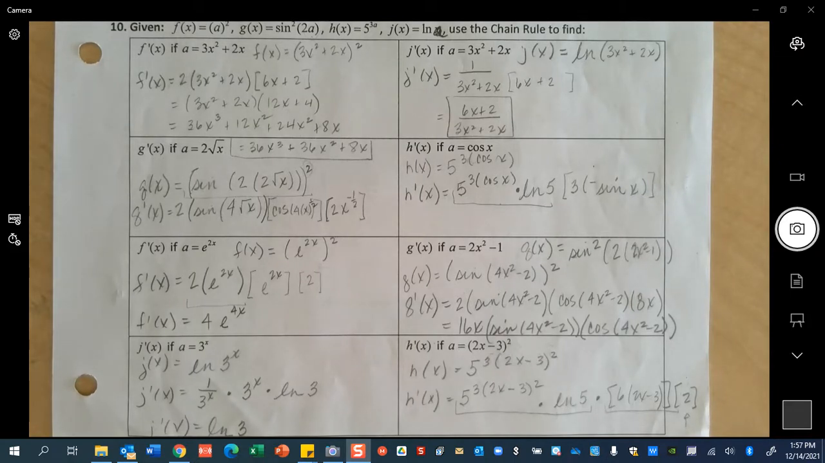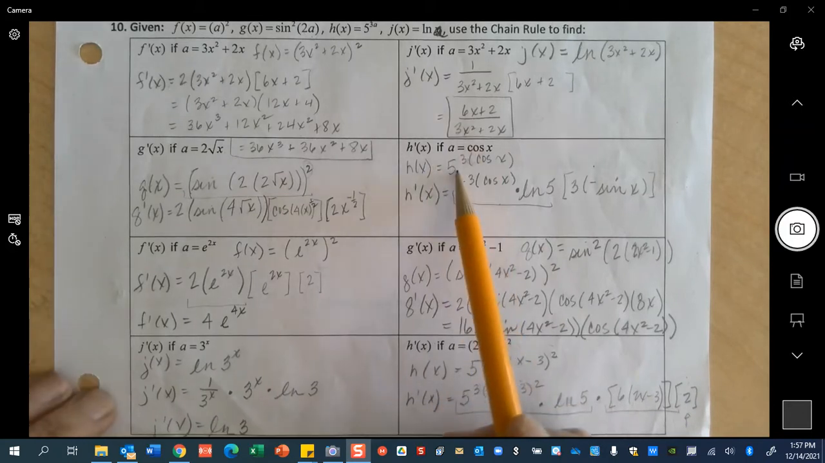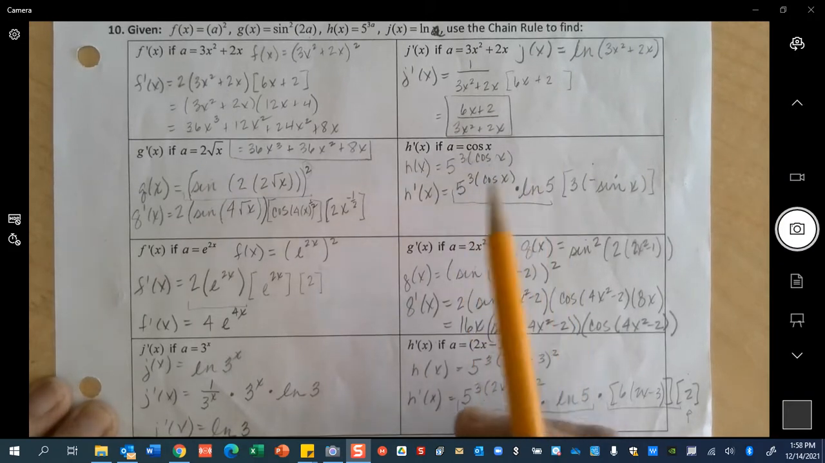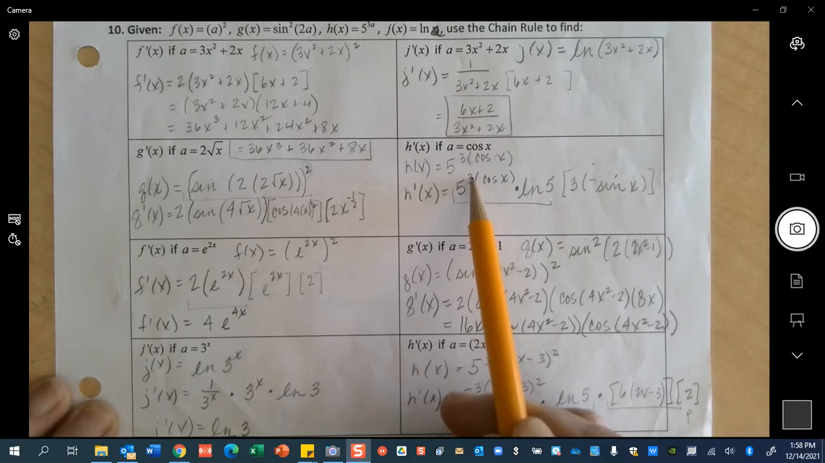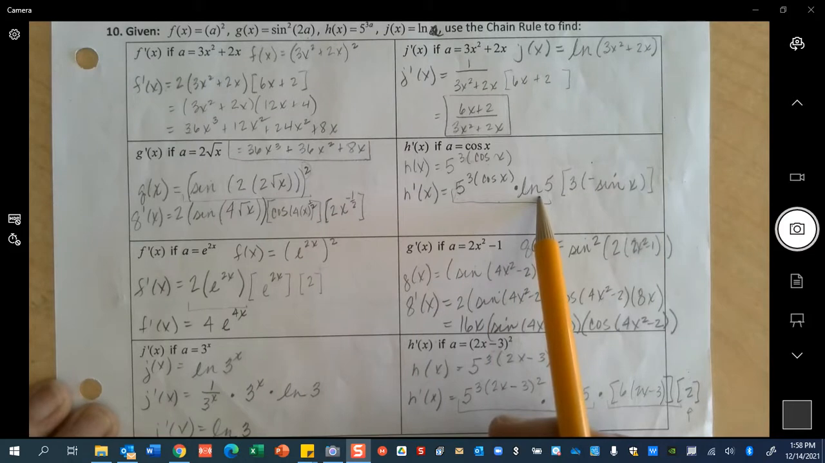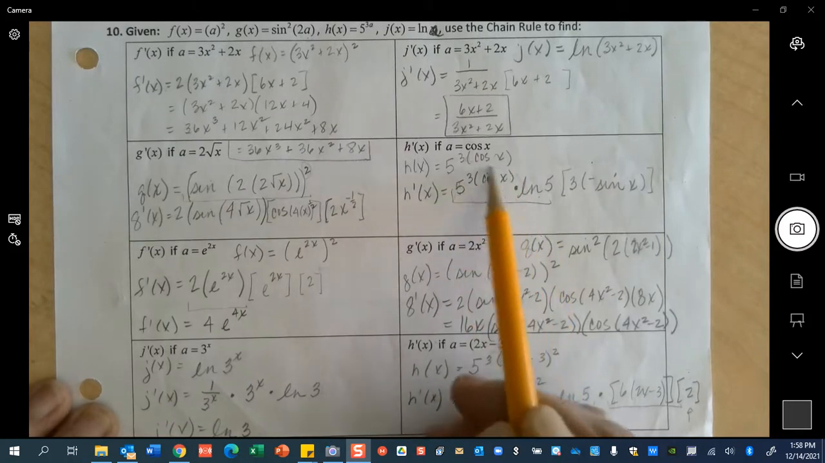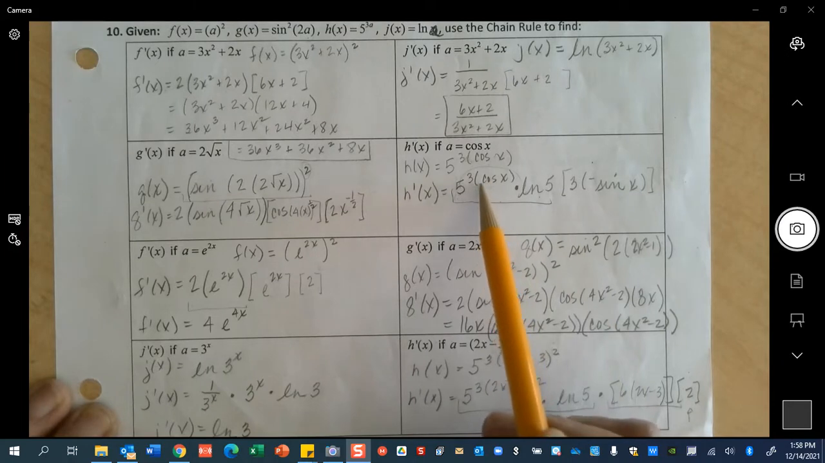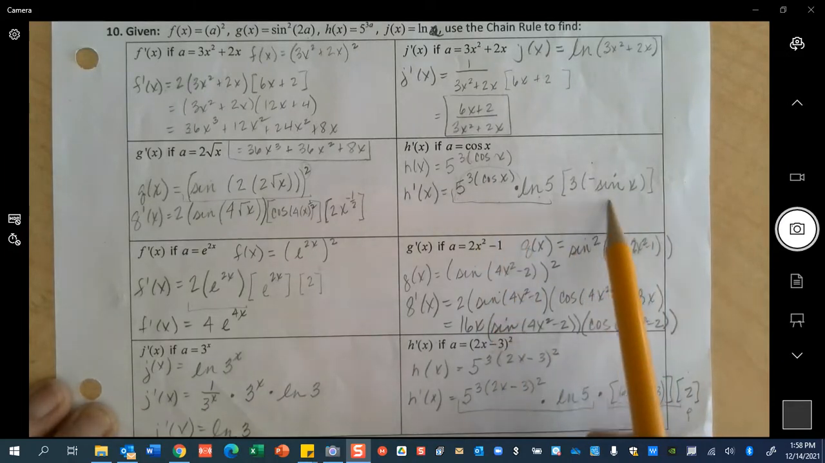Could you go before? This one here? Okay, so when I get my h function, that's 5 to the 3a, and my a is the cosine of x. So every time that I take the derivative of a base to an exponent, it's that same thing times the natural log of the base. Chain rule says now I have to talk about this. So when I take the derivative of 3 cosine x, I get 3 times the opposite of sine of x.